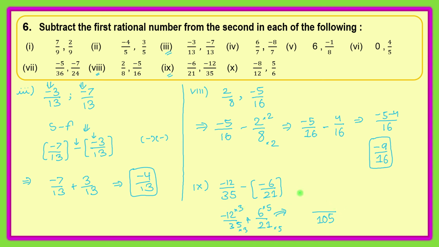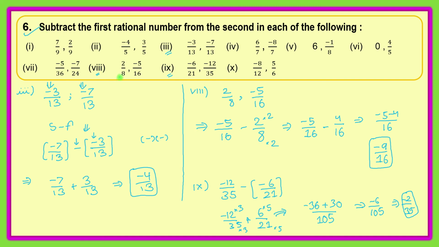So minus 12 upon 3 is minus 36. 6 into 5 is 30. So we'll have plus 30. This will give me minus 6 upon 105. And it can be simplified even more. So like this, if I simplify it, I'm going to get minus 2 upon 35 by dividing both sides by 3. So minus 2 upon 35 would be the final answer. So this question is solved.